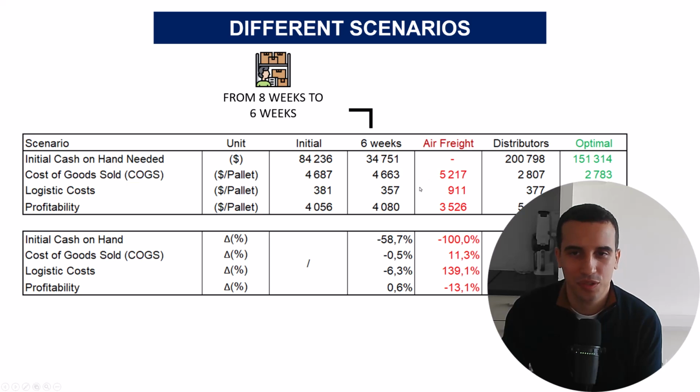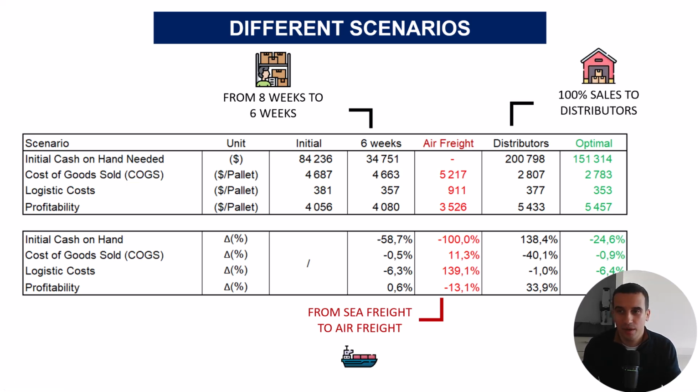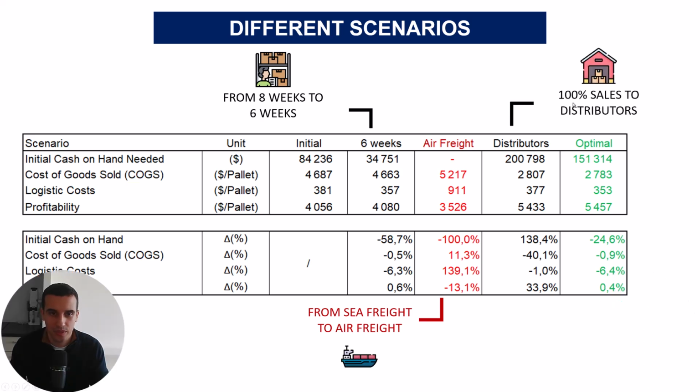Then he asked me, what about air freight? I told him it's not a good idea, and what we can see is that it's definitely not a good idea in terms of profit. Even if you don't need cash, he can always ask the bank for additional cash now that he has a data-driven business model. Then I told him, what about selling to distributors? And what we can see is that, of course, the initial cash on hand is more than double. And the profit increase is terrible.